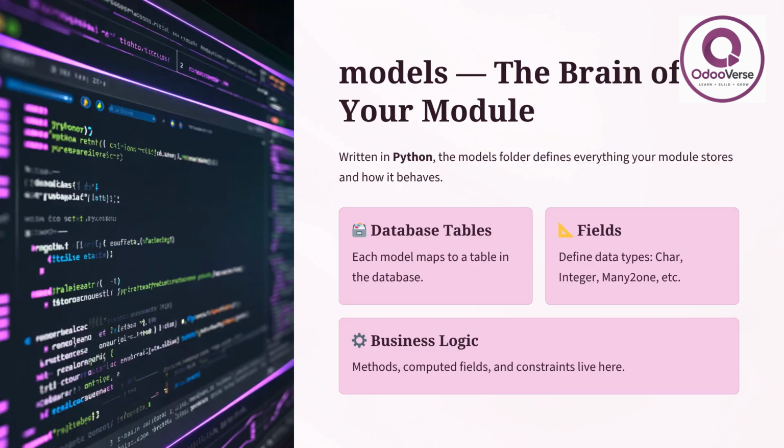Now let's talk about the models folder, also known as the brain of the module. This folder is written using Python. Inside models, we define database tables, fields, relationships, and business logic. For example, customer records, products, invoices, and calculations are all managed through models. This is where the core backend logic of your module lives.